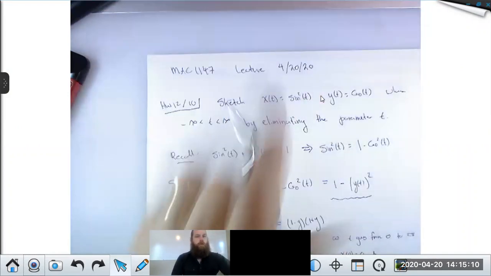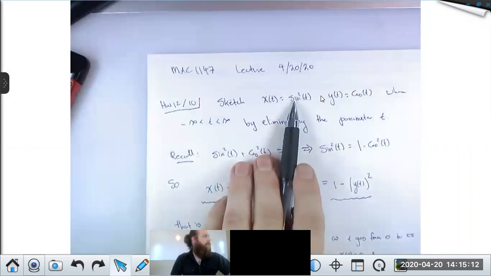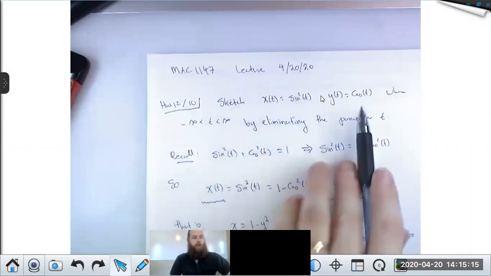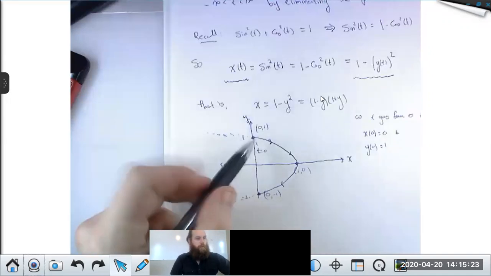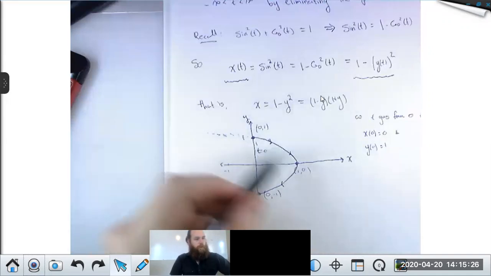So I know that the range of sine t is -1 to 1, so the range of sine squared t is 0 to 1, and the range of cos t is -1 to 1. So since cos t is my y, I know that my y values have to run from -1 to 1. They can only go back and forth, which means I'm only on this part of the parabola.